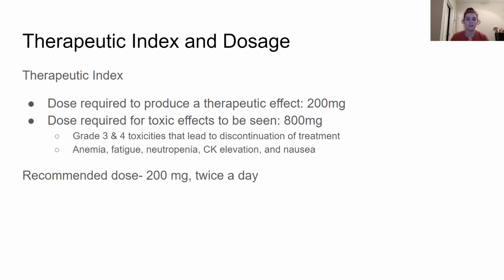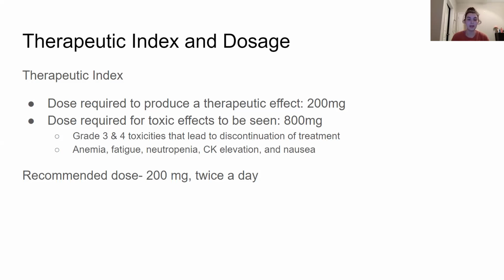Now lastly, we want to talk about the therapeutic index and the dosage. The dosage required to produce a therapeutic effect for patients was 200 milligrams, and the dosage required for toxic effects to be seen within patients was 800 milligrams. Those assigned to the 800 milligrams group were seen to have grade 4 and 3 toxicities, which we know can really inhibit your lifestyle and can cause you to be hospitalized. Most of the time when you have these, they will discontinue treatment very quickly.